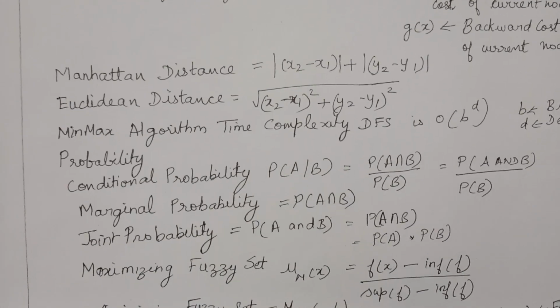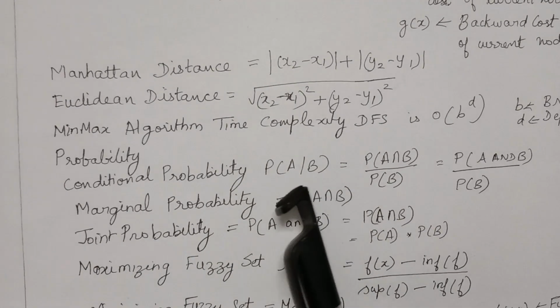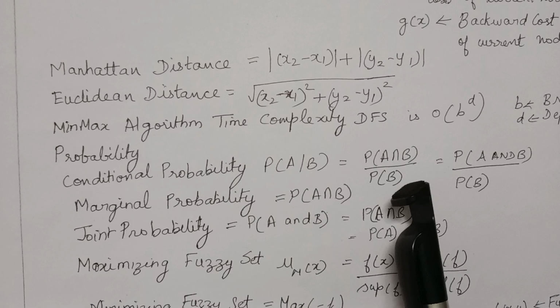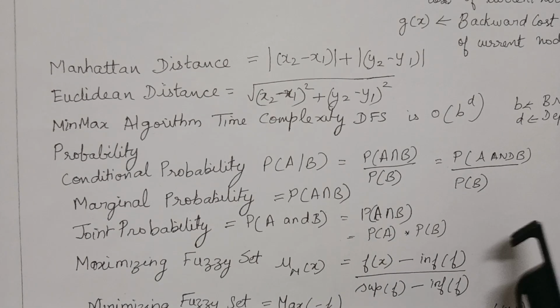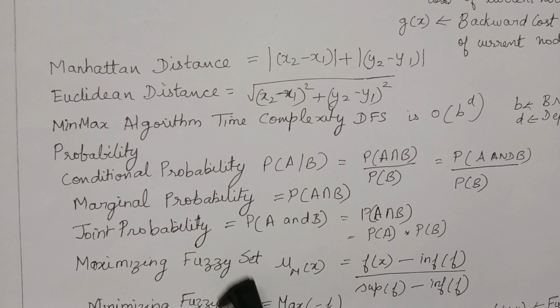So in probability, conditional probability of A given B is probability of A intersection B divided by probability of B, or you can say P of A and B by P of B. Marginal probability is P of A intersection B. Joint probability is probability of A and B, which is probability of A times probability of B.